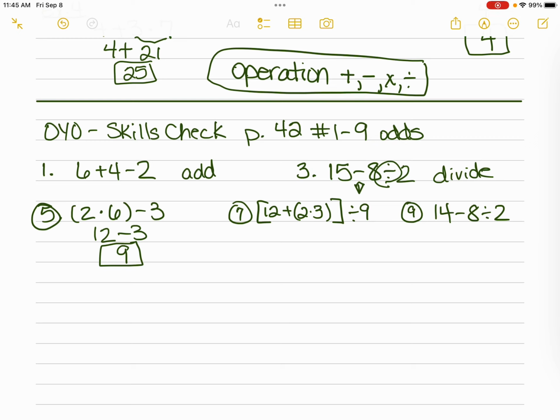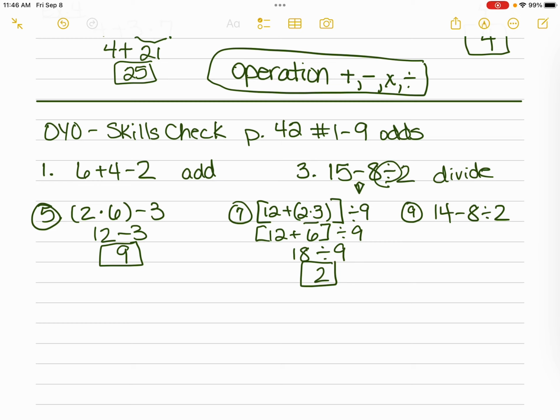Okay, now this next one has a parentheses and a bracket. Remember, we're going to do the one inside the parentheses first, the one that's the most inside. So 2 times 3 is 6. So I have 12 plus 6 in those brackets. So now I'm going to do the brackets. 12 plus 6 is 18 divided by 9, and 18 divided by 9 is 2.